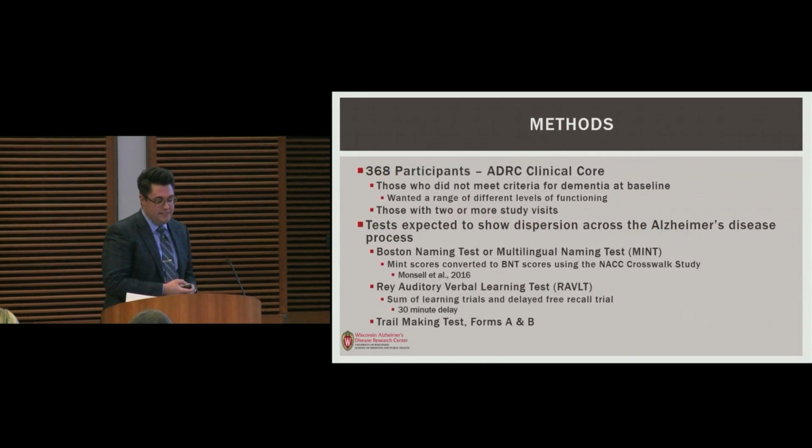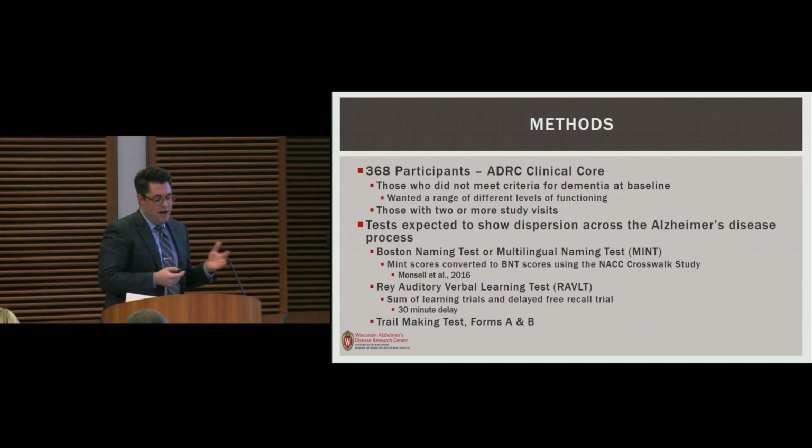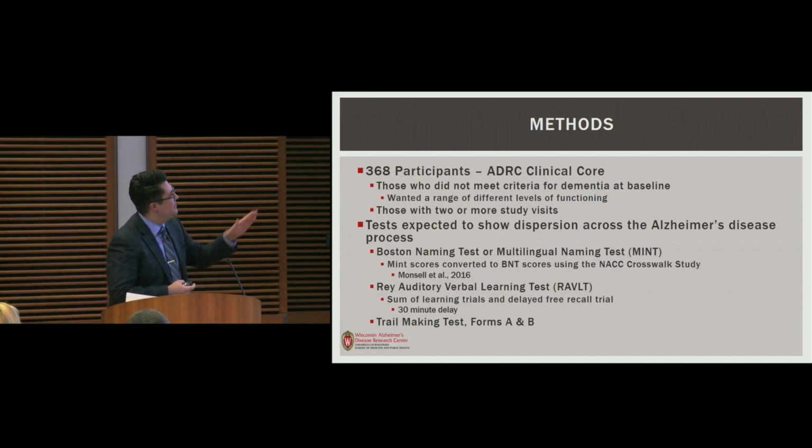So we included 368 participants from the ADRC clinical core. We wanted to have a wide range of different levels of functioning, but we did not include people who met criteria for dementia at baseline because we were more interested in the prodromal phase. We chose tests that are expected to show dispersion across the Alzheimer's disease process. So we had Boston Naming Test or Multilingual Naming Test. Participants would complete those depending on when they entered the study, but we converted MINT scores to BNT scores using NACC crosswalk study data. We also included the sum of learning trials and the delayed free recall trial from the Rey Auditory Verbal Learning Test.